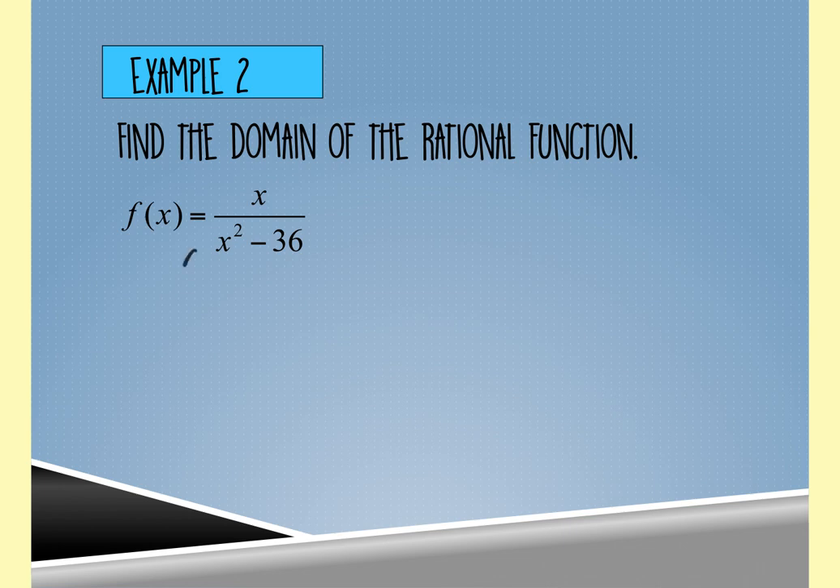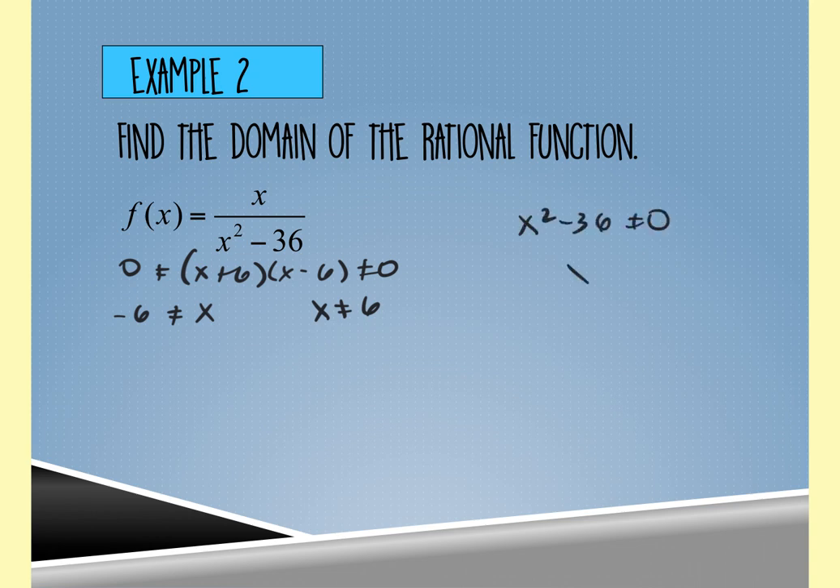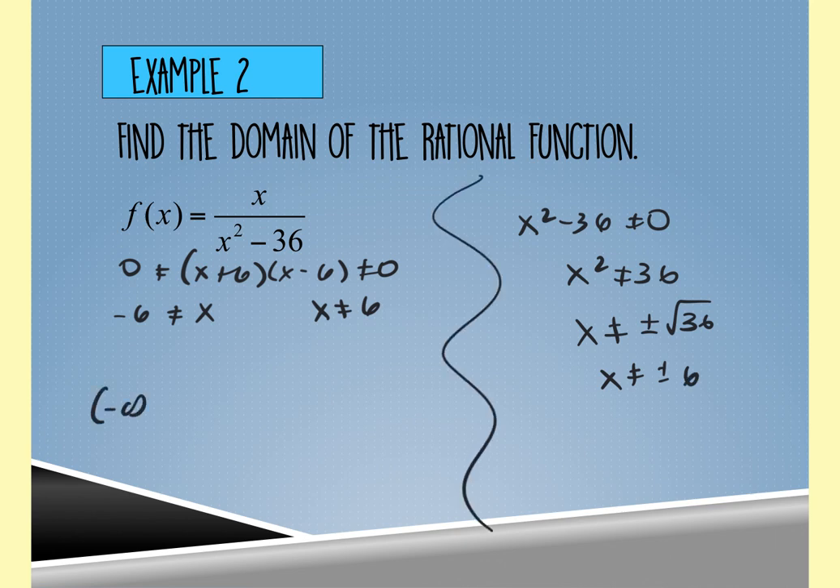All right, so again, we have 2 options. x plus 6, x minus 6, because it's the difference of 2 squares, can't equal 0, so x cannot equal negative 6 and x cannot equal positive 6. Or x squared minus 36 can't equal 0, so x squared cannot equal 36, and x cannot equal plus and minus the square root of 36, which gets you the same answer. Either one works. Then negative infinity to the first one, which is negative 6, union first to second, or smaller to larger, union 6 to positive infinity.